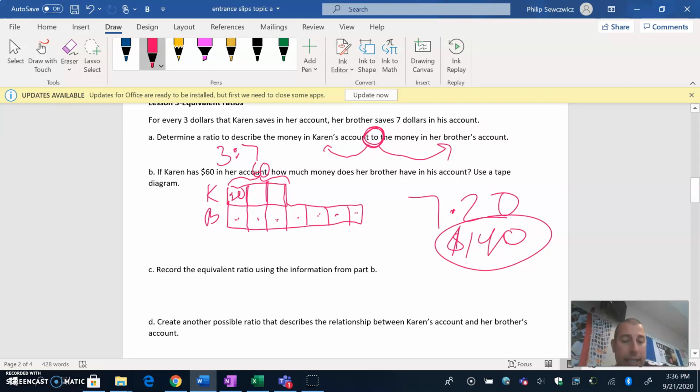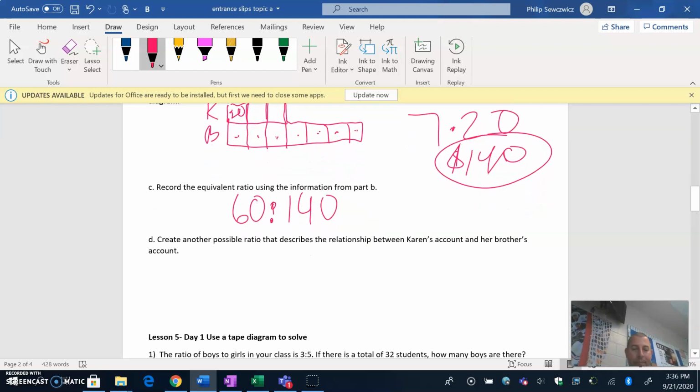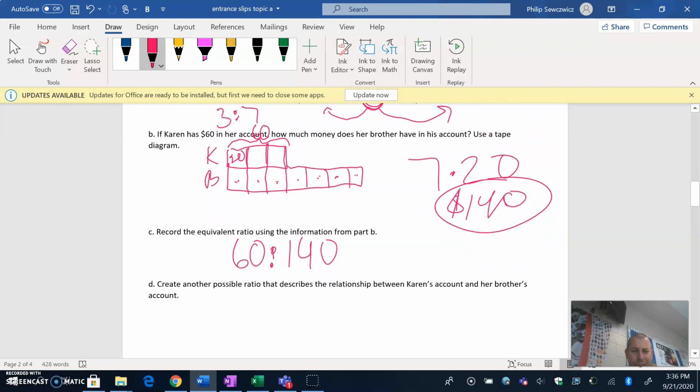So part C here says, record the equivalent ratio using the information from part B. So, okay, in part B, we said Karen had $60 and we said her brother had $140. So there's a ratio that we've got there. The last question says, create another possible ratio that describes the relationship between Karen's account and her brother's account. So they want another ratio that we've got. So yeah, I mean, what do you think here?